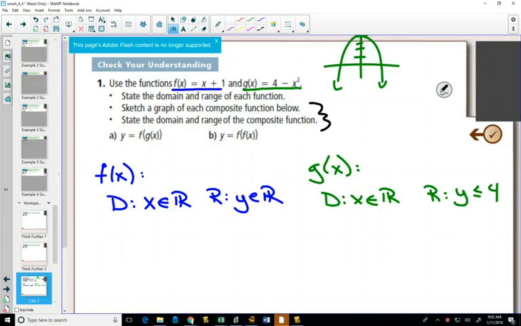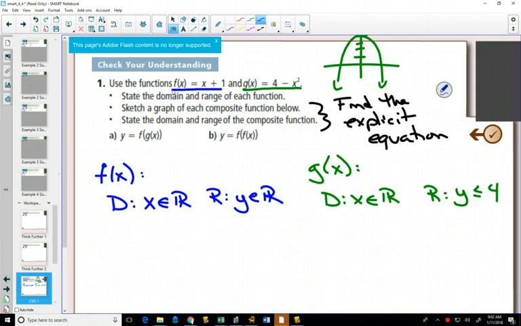The strategy that we're going to use for sketching composite functions and for figuring out the domain and range of those composite functions is we are going to find the new explicit equation. And then once we find that equation, we're going to think about, do I know how to graph that? Do I need a graphing calculator to help me with that?